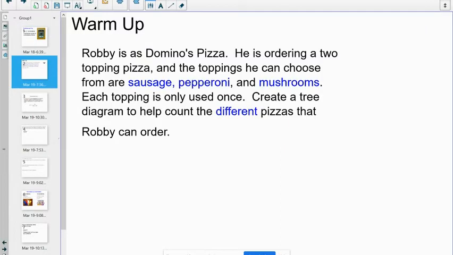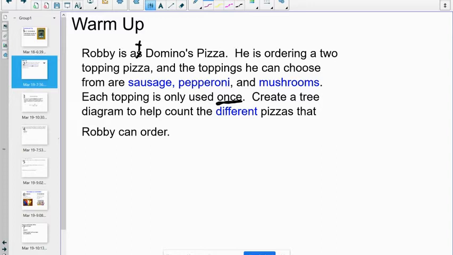So in our warm-up today, Robbie is at Domino's Pizza, and he's ordering a 2-topping pizza. Toppings he can choose are sausage, pepperoni, and mushrooms. And each topping can only be used once. That's a key word there. Create a tree diagram to help count the different pizzas that Robbie can order.